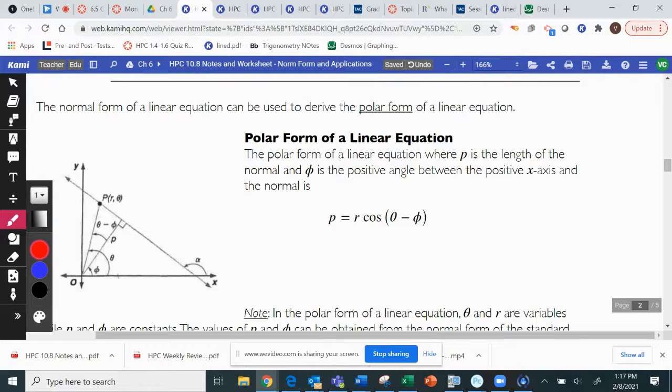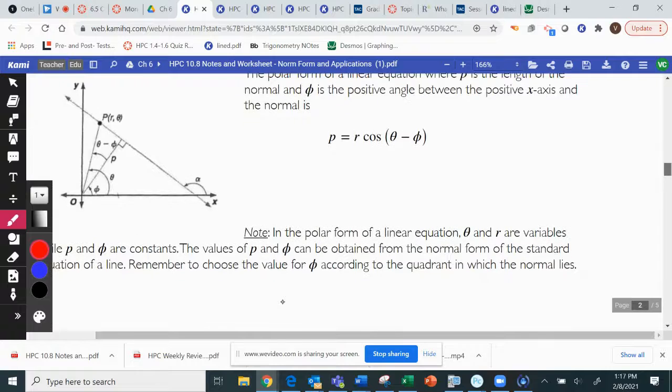the normal form. The normal form is a way to find a linear equation from a polar form. The polar form of an equation where p is the length of the normal and phi is the positive angle between the positive x-axis and the normal is, we've got p equals r times cosine theta minus phi.